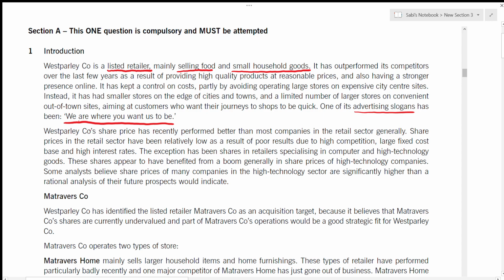West Parley Company's share price has recently performed better than most companies in the retail sector generally. Share prices in the retail sector have been relatively low as a result of poor results due to high competition, large fixed cost base, and high interest rates. The exceptions have been shares in retailers specializing in computer and high technology goods. These shares appear to have benefited from a boom generally in share prices of high technology companies. Some analysts believe share prices of many companies in the high technology sector are significantly higher than a rational analysis of their future prospects would indicate. Matt Rivers Company, right?